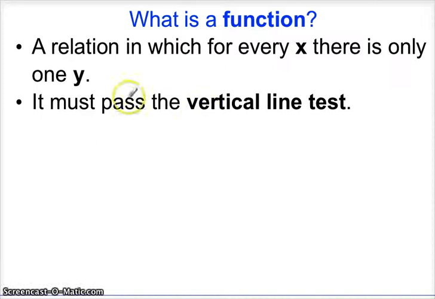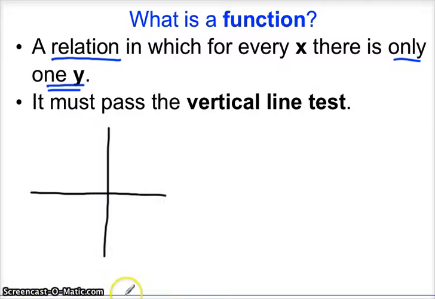So what is a function? A function is a relation, so we know that word from earlier, a relation in which for every x, there is only one y, and that's a little different here. For every x, there's only one y, not 2 or 3 or 4, just one. So I'm going to draw a little graphical representation of this first.